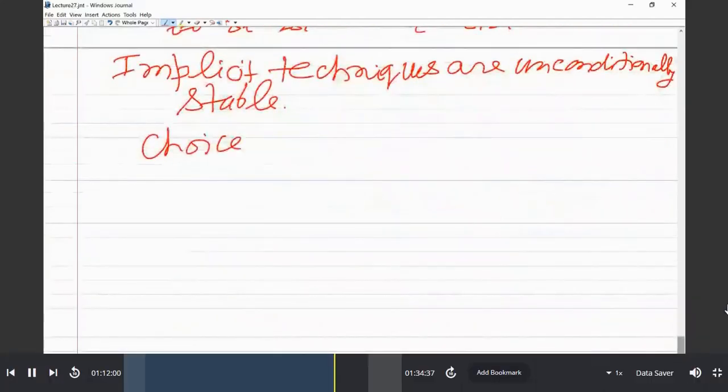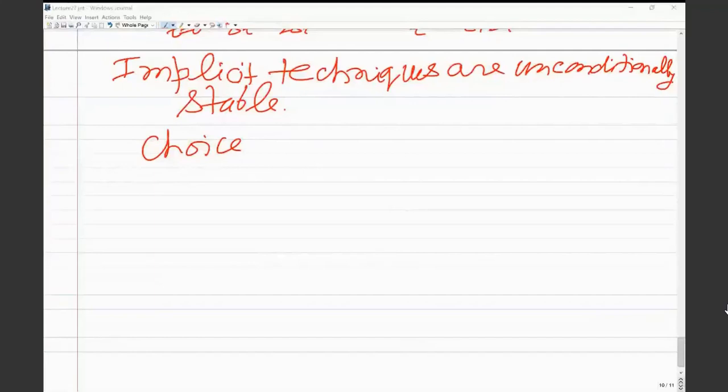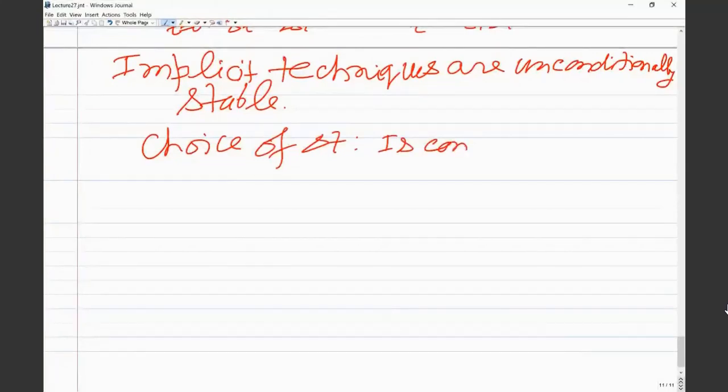Now I just wanted to talk about the choice of delta T. So how do you choose that? The choice of delta t is governed by accuracy, not stability, because it is unconditionally stable, as I already said. So how do we get that?